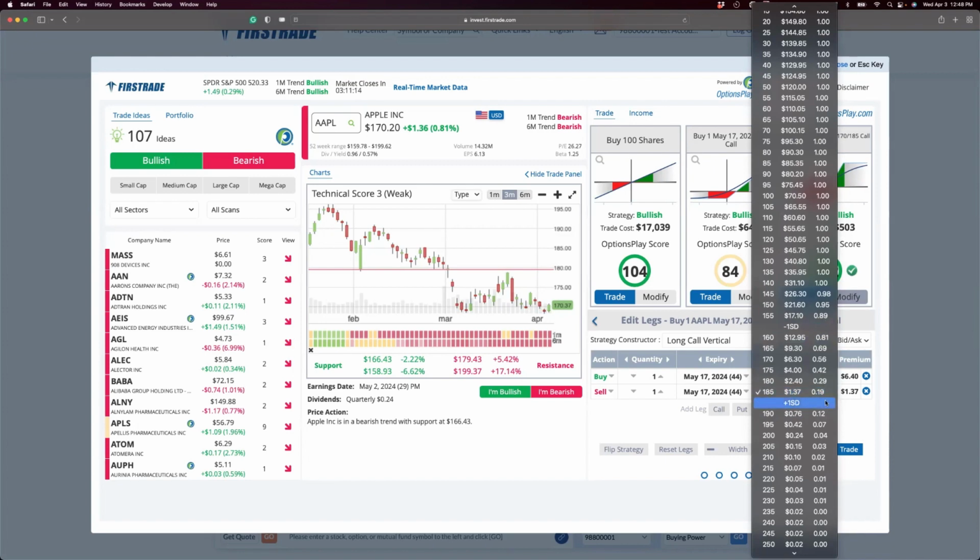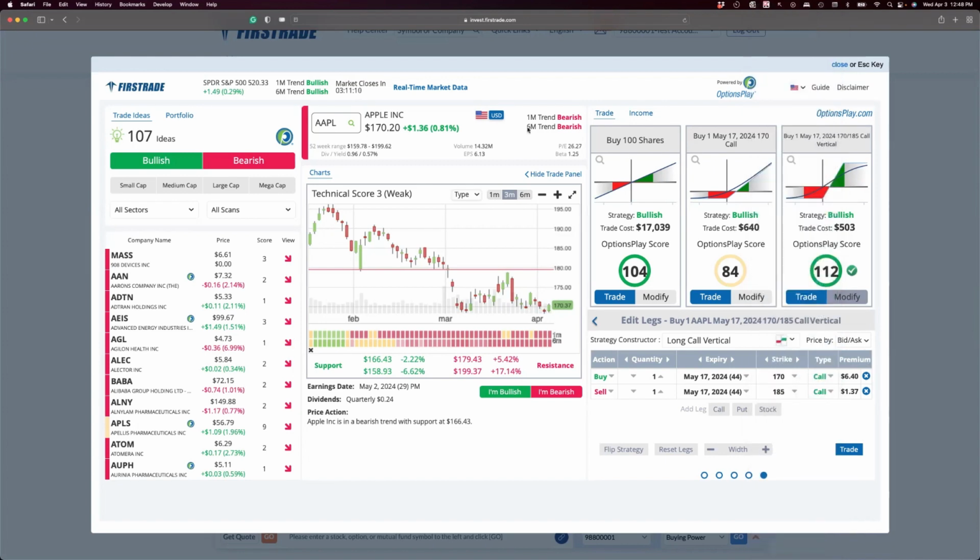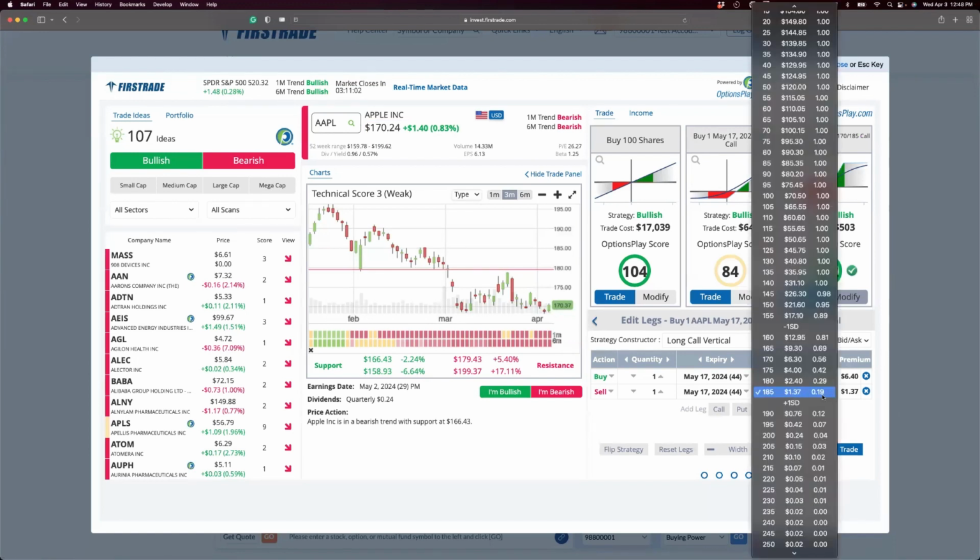So we use standard deviations to select our strike prices, and we're always buying the at the money strike. So the current price is around 170, which is why we're buying the 170 call, and then we're selling the 185s because that's roughly one standard deviation away.